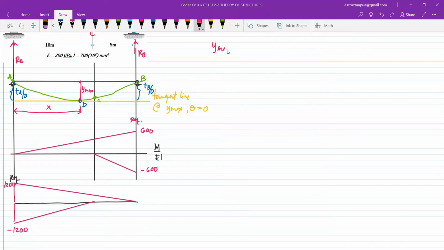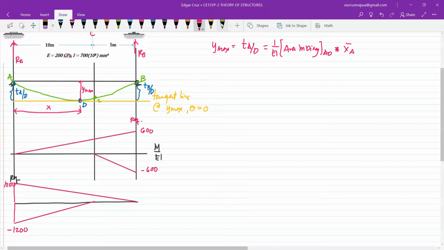y max is equal to deviation of A slash D. Okay? So what is the deviation of A slash D? That is 1 over EI of the area of the moment diagram between which points? A and D. Times centroid distance, sukat galing siya sa A. Okay. So, A and D. So, nasaan yung A and D?